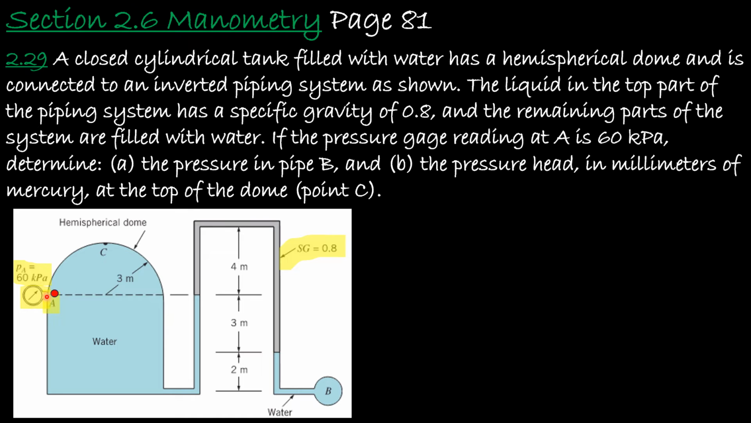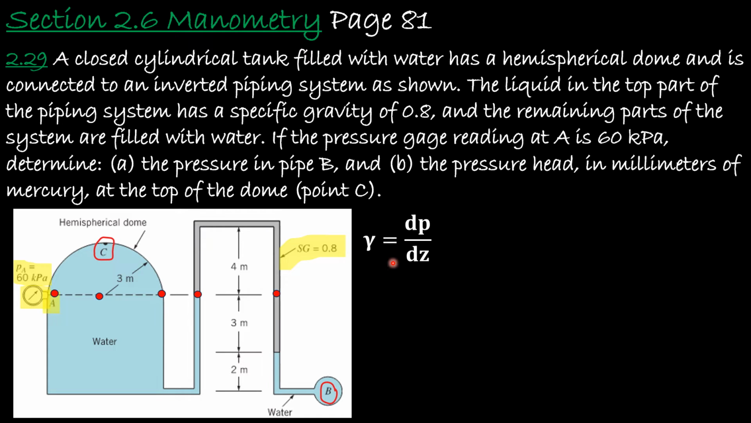Now, here the pressure reading is 60 kilopascal, right? And remember, the pressure in a horizontal plane is the same. So here is 60 kilopascal, here is 60 kilopascal, here is 60 kilopascal, here is also 60 kilopascal, and here is also 0 kilopascal. And remember, our goal is to find the pressure at B and the pressure at C.